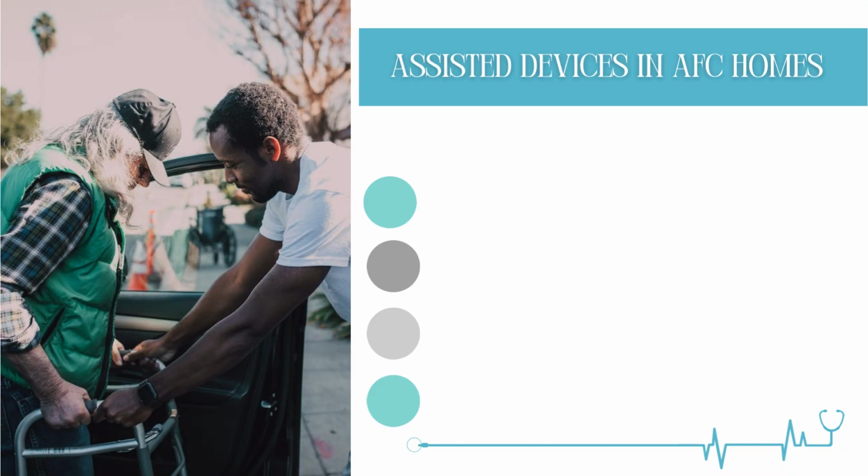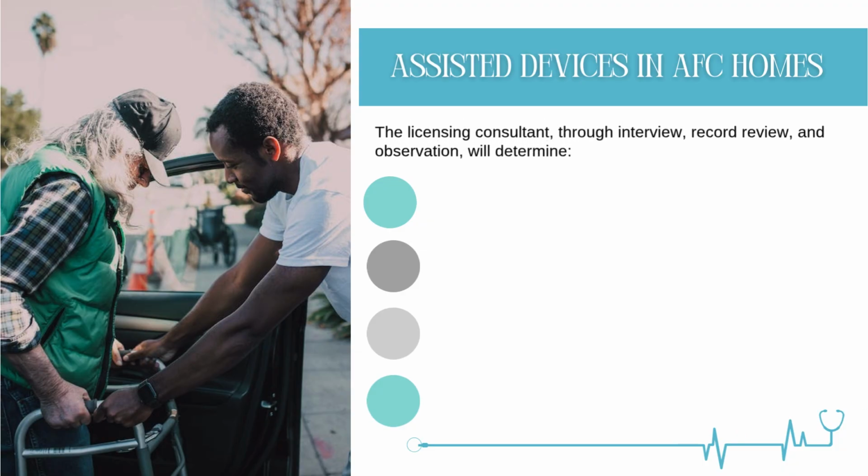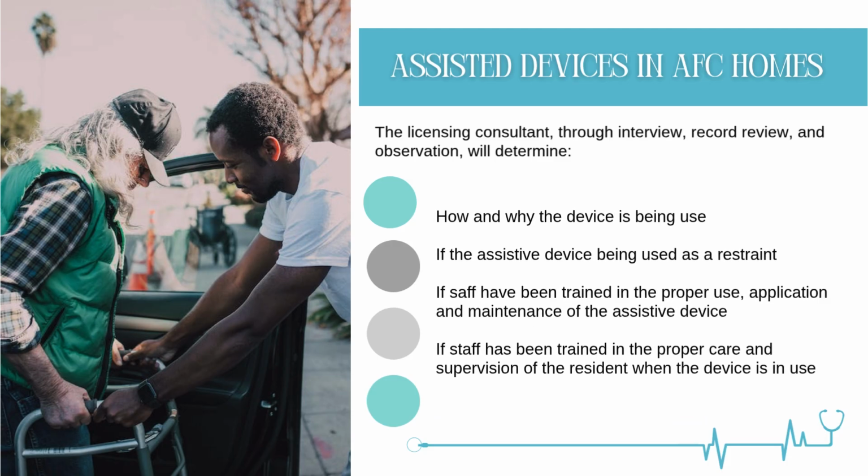During routine inspections and special investigations, licensing consultants through interview, record review, and observation will determine how and why the device is being used, if the assistive device is being used as a restraint, if staff have been trained in the proper use, application and maintenance of the assistive device, and if staff have been trained in the proper care and supervision of the resident when the device is in use.